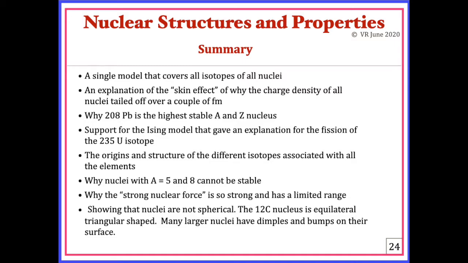It explains why A equals 5 and 8 nuclei cannot be stable. It also explains why the strong nuclear force is so strong and yet has such a limited range. It also shows why a lot of nuclei are not spherical. The 12C nucleus is an equilateral triangular shape. Larger nuclei can have dimples and bumps on their surface, and that has been measured. The best summary I can give is to say that this whole presentation was a summary of what this rotating photon model reveals about the structure and properties of nuclei.